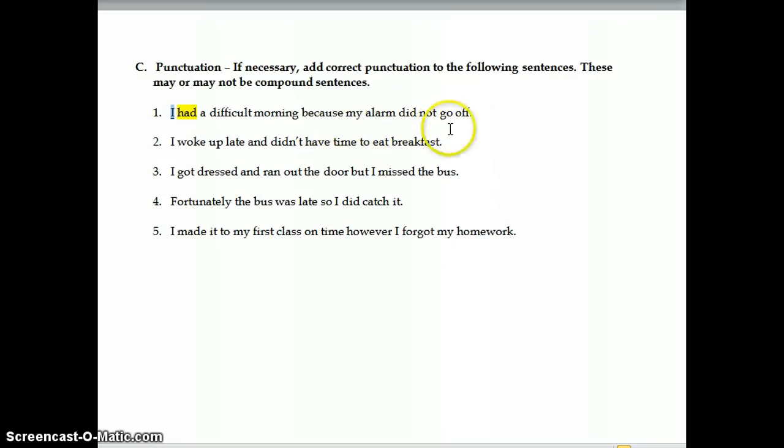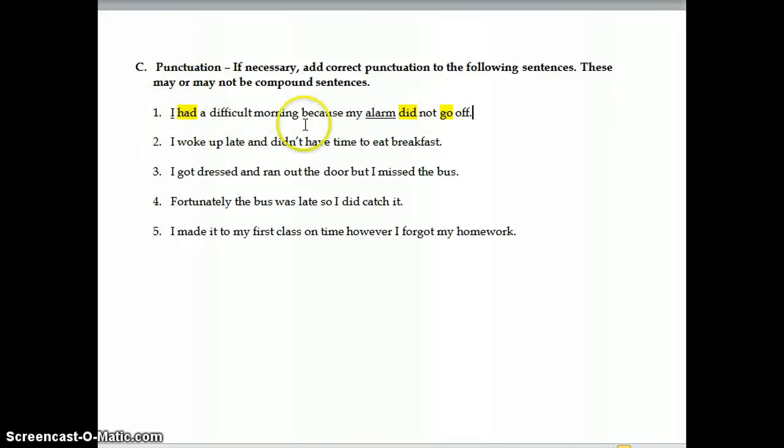We have another clause here because my alarm did not go off. We've got did as our helping verb and go as our main verb. Not is just an adverb. And what did not go off? My alarm. So alarm is the subject. I'll underline that. So we do have two clauses, but we have to ask ourselves, is this a compound sentence?